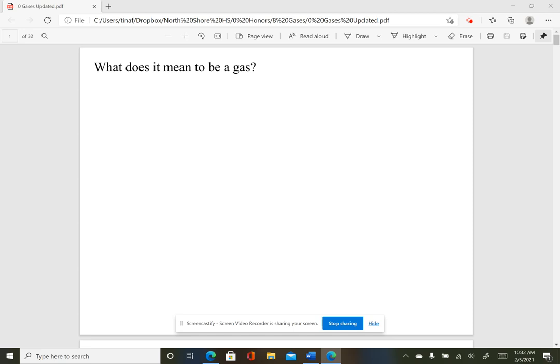So before we actually get going, I want you to brainstorm a little bit on this slide. I want you to write down everything you already know about the gas phase. Write it down, and this is something that we're going to talk about tomorrow to start class. Okay, so pause, right? And when you come back, we'll talk a little more.